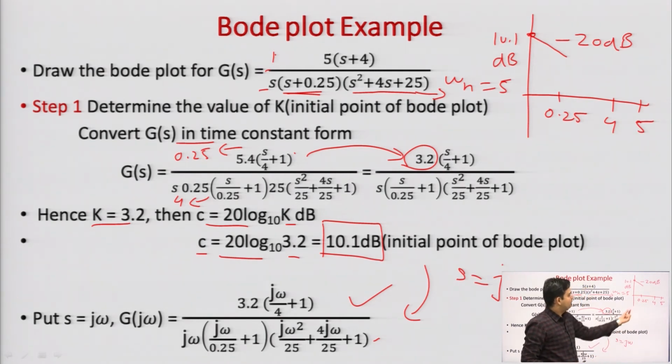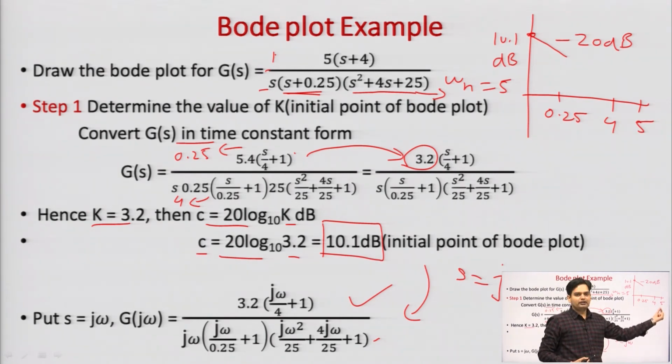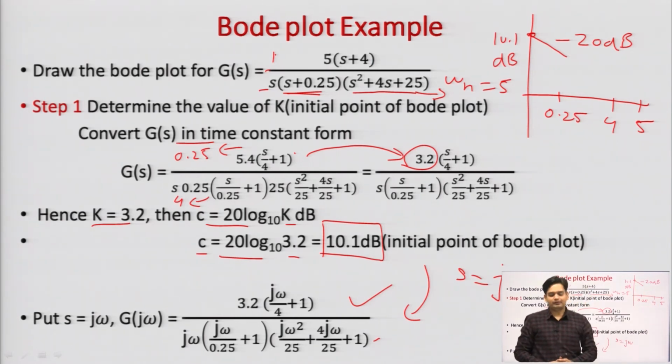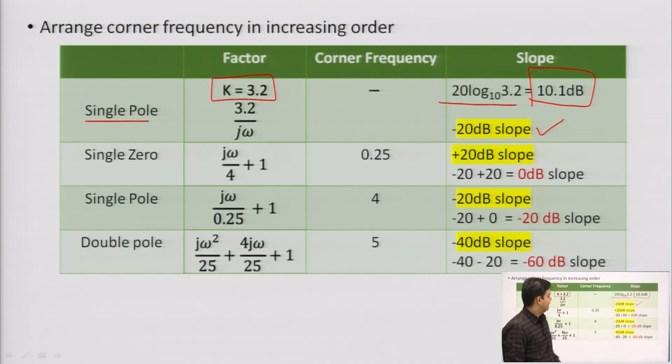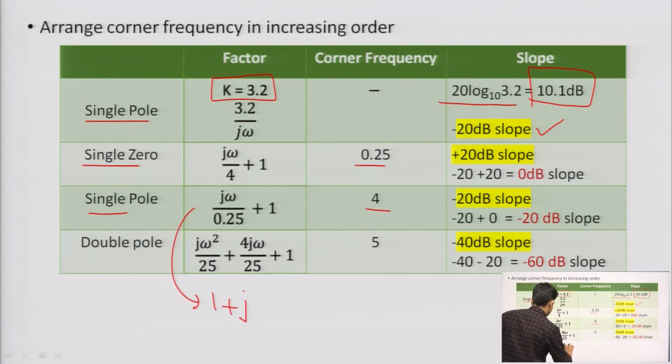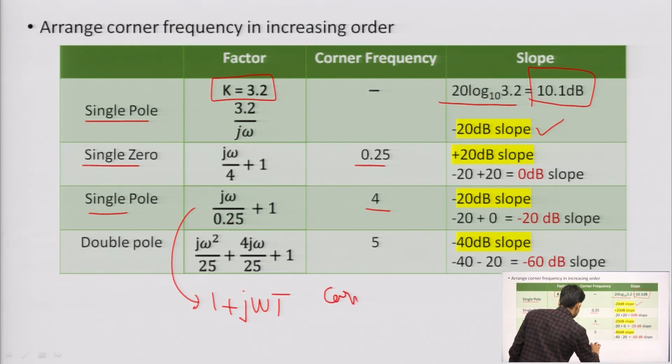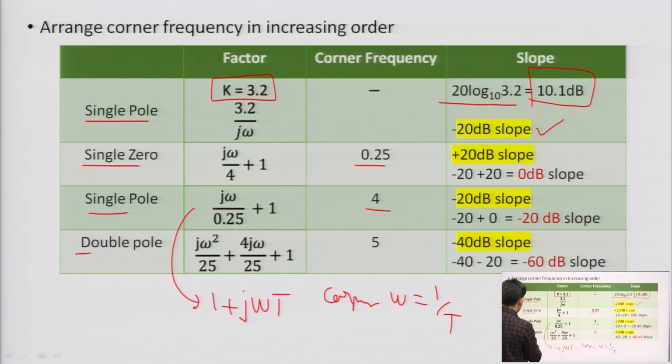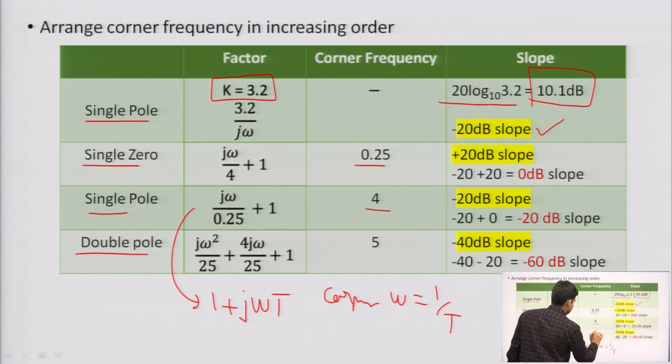We need to arrange these corner frequencies in increasing order, and depending on that we need to sketch our magnitude plot. So, I am arranging those corner frequencies: 0.25 corresponding to the single zero, and 4 corresponding to the single pole from the factor j omega over 4 plus 1, because this is 1 plus j omega T, and the corner frequency is given by omega equal to 1 by T. That is why it is 4. In the same way for the double pole, we need to see omega n, which is 5. So, my corner frequency is 5.